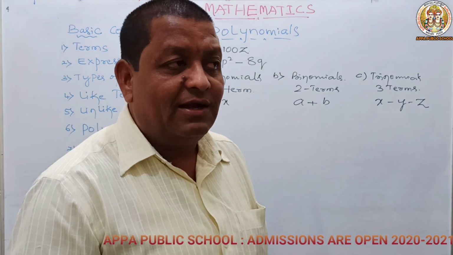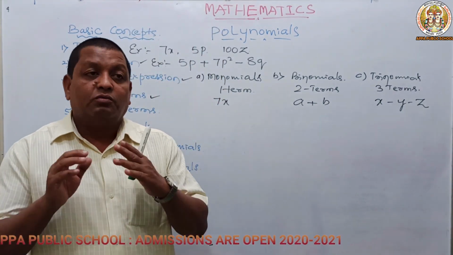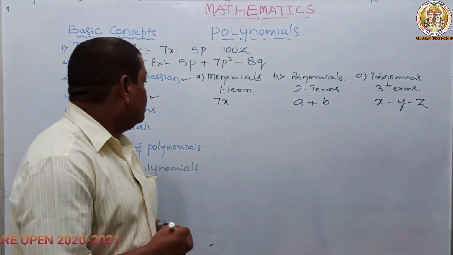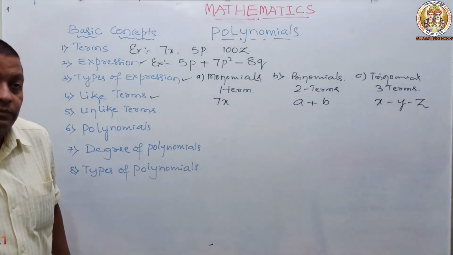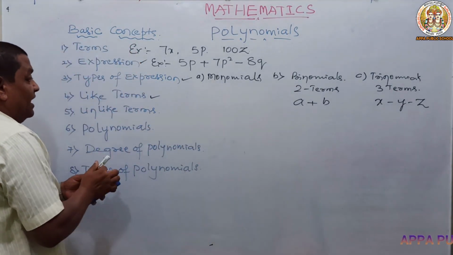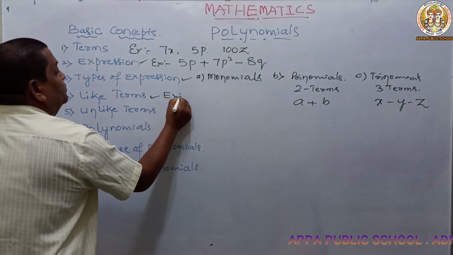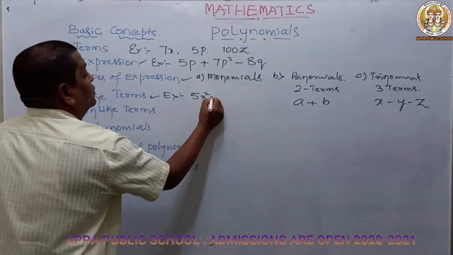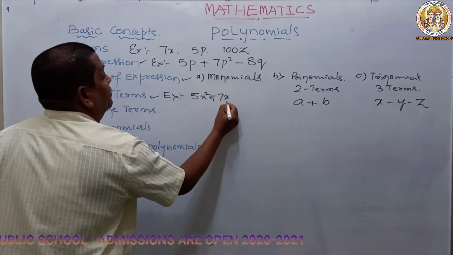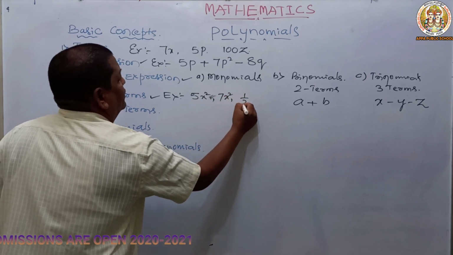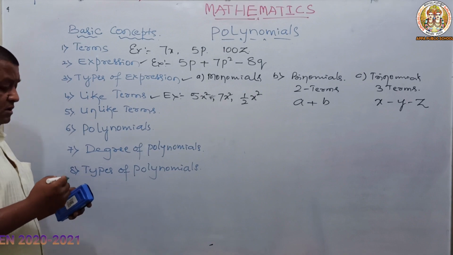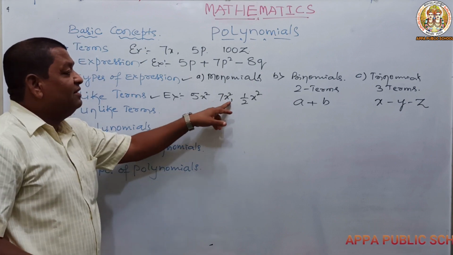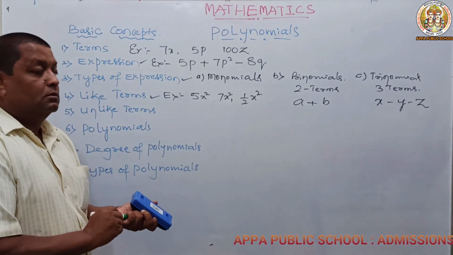So what is the definition of like terms? Like terms are the terms which contain the same variable with the same power. Example of like terms: 5x square, 7x square and 1 by 2 x square. These are terms having the same variable and the same power.